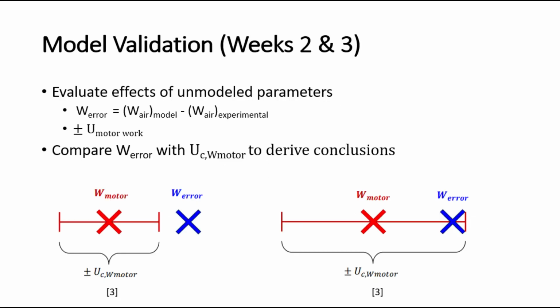After evaluating the air work experimentally and theoretically, the 2 values can be subtracted in order to determine the work error. This is the error caused by unmodeled parameters. This value is then compared to the motor work uncertainty to determine if the work error is due to uncertainty or an invalid model. If the work error falls within uncertainty, the model is valid. If it doesn't, the model is invalid.